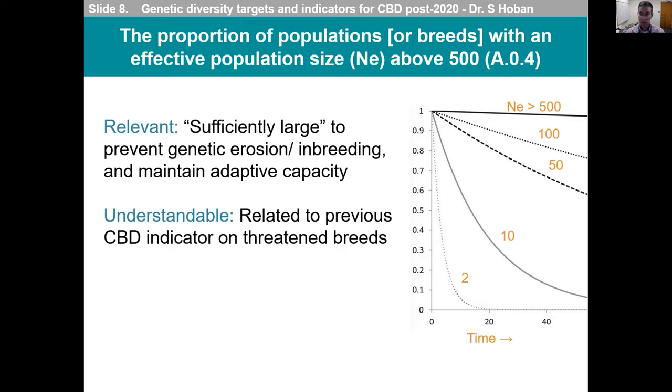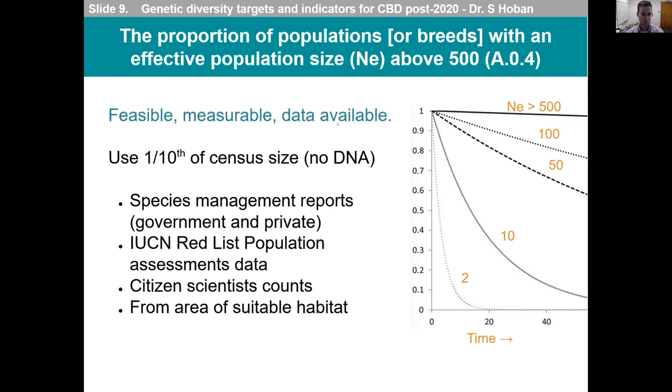So this has been the basis of an indicator on genetic resources. So this is a concept that we are connecting to previous work by CBD. This is measurable.